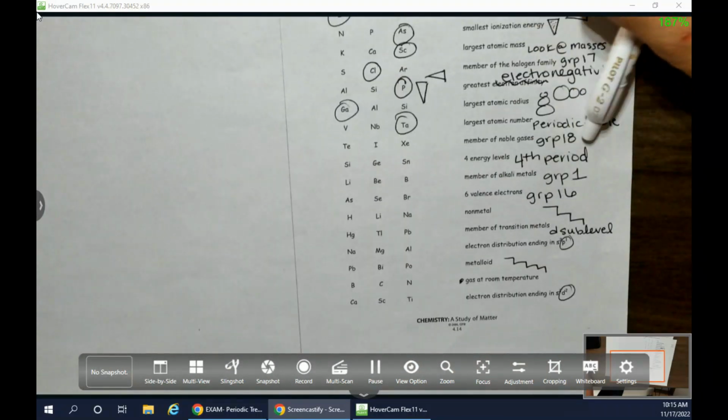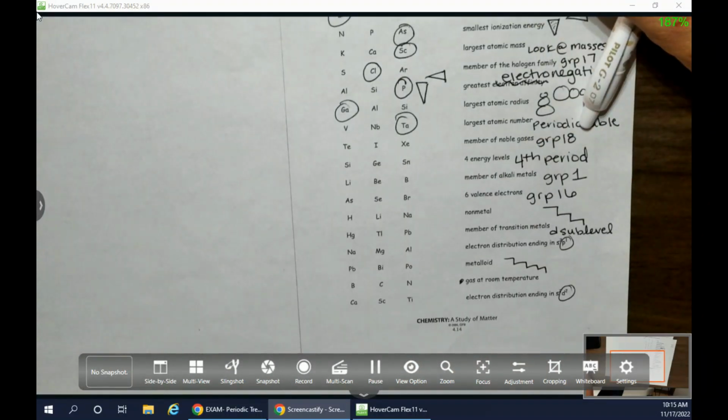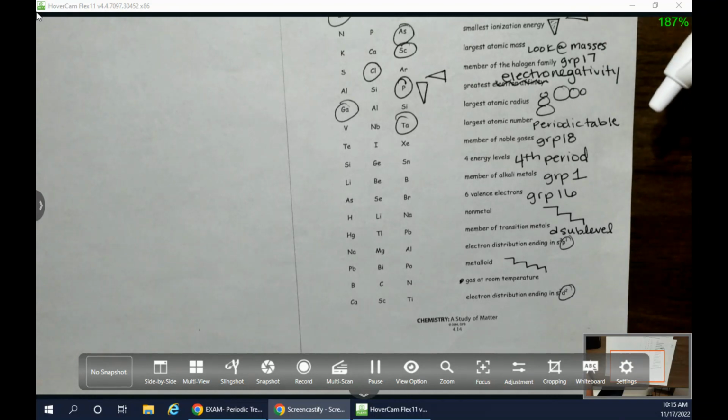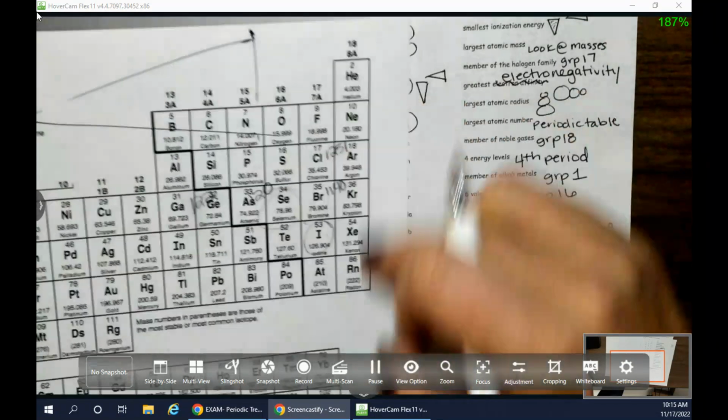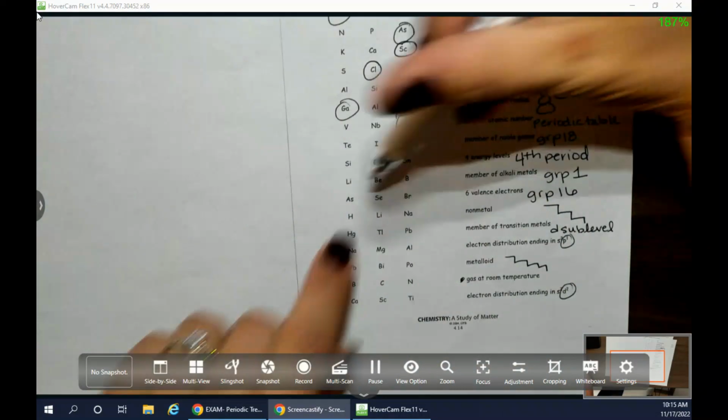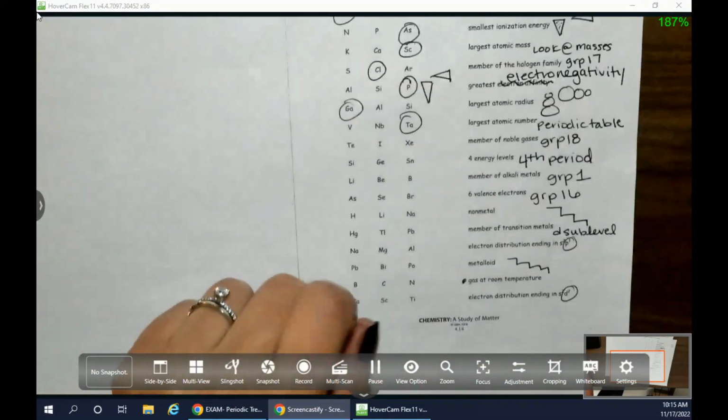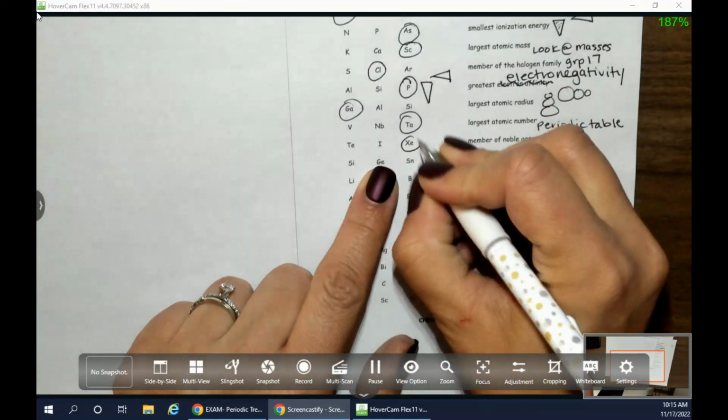Member of noble gases. So we're looking for someone who is a part of group 18, the furthest to the right on your periodic table, right? Group 18. Which of those three is in group 18? Xenon.